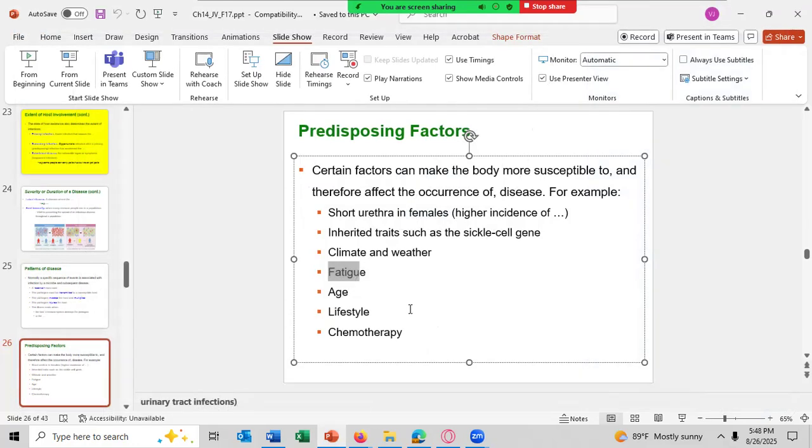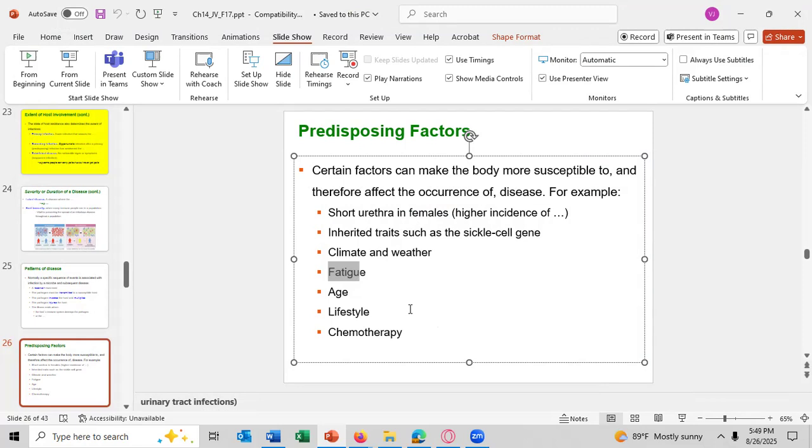Lifestyle can affect your chance of getting a disease. It's well known that smokers are much more likely to come down with a respiratory infection. Why? Because smoking damages your mucous membranes, and that makes it easier for the respiratory agent to come in and then cause an infection. Any question about any of that?